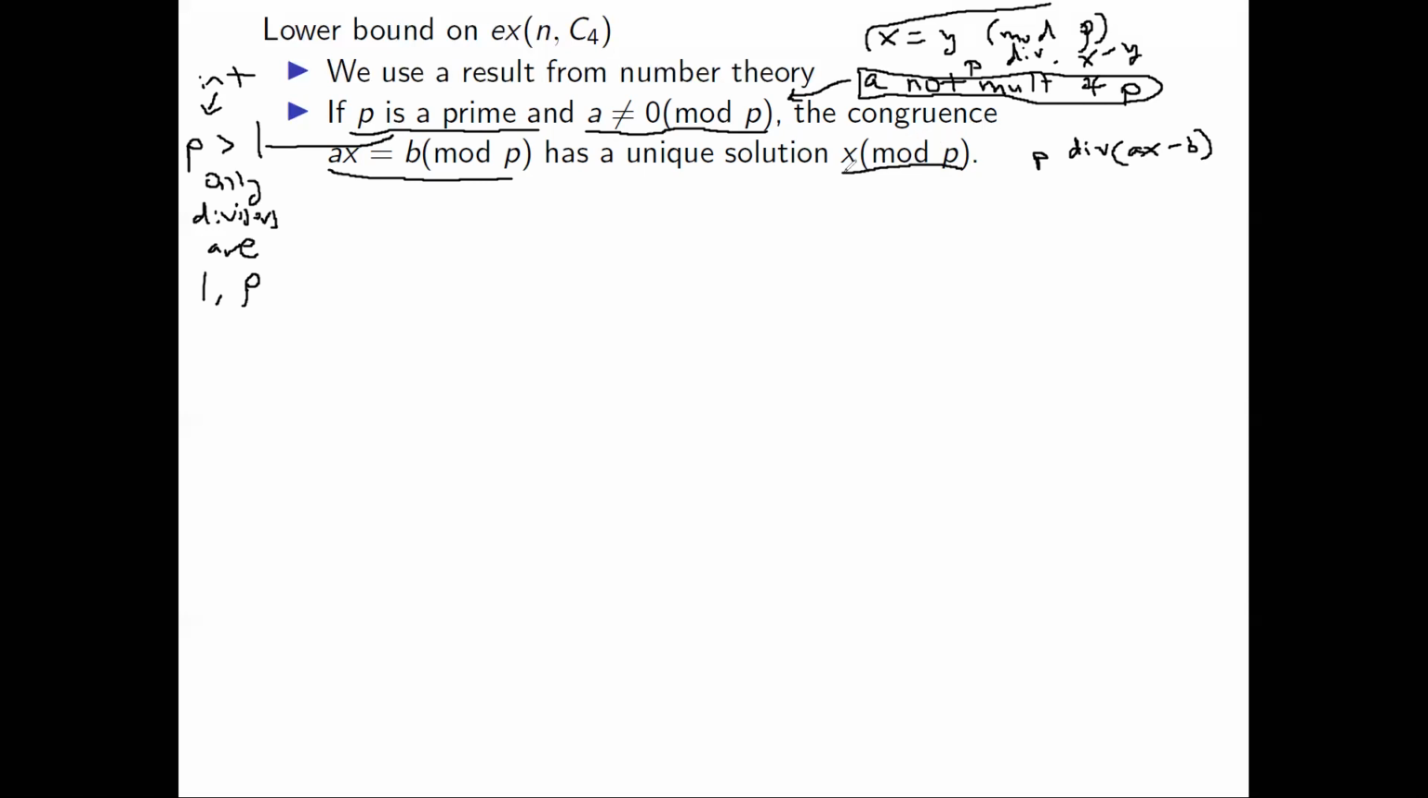So I claim that we can find an X which satisfies AX equals B mod P as long as A is not a multiple of P. And the X we find will be unique. So there's only one X we can find, but we're guaranteed to be able to find at least one X, and it will be the only X.